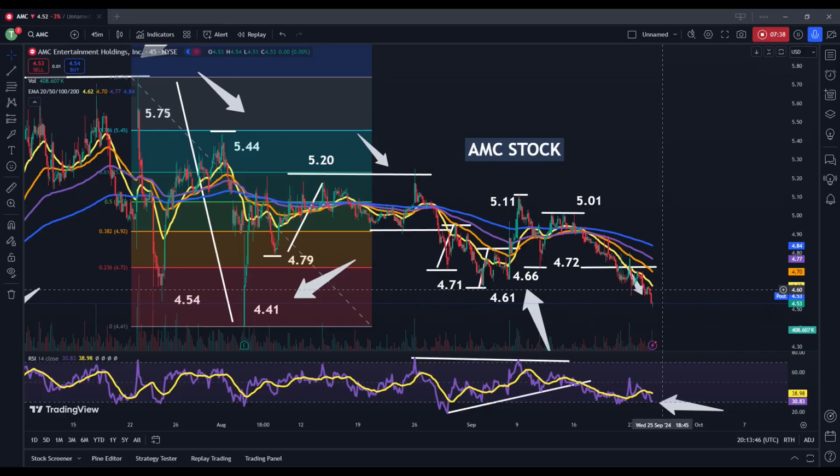So here's the current stock market update for AMC Entertainment Holdings, stock ticker AMC.